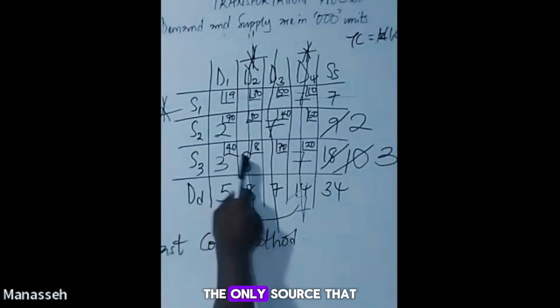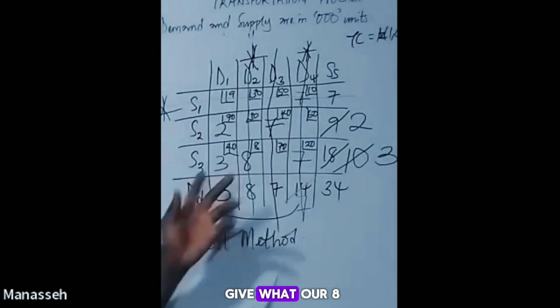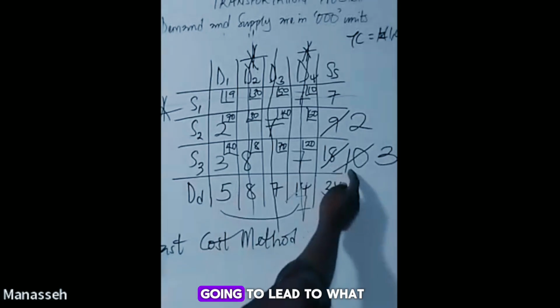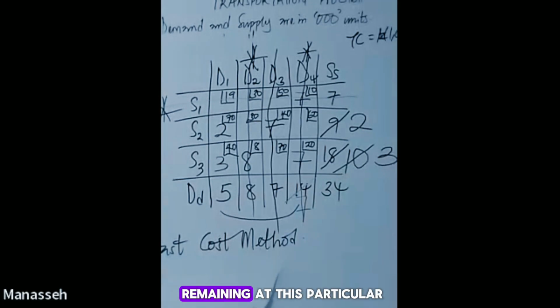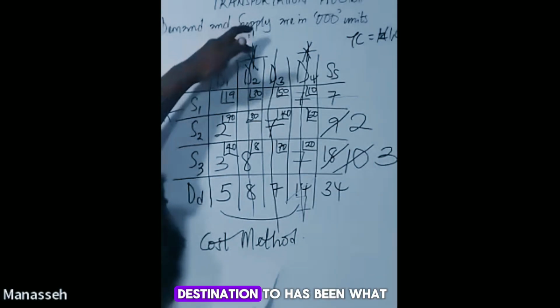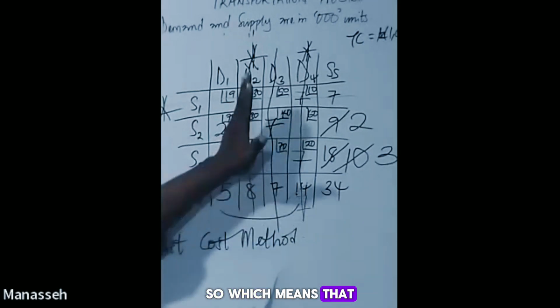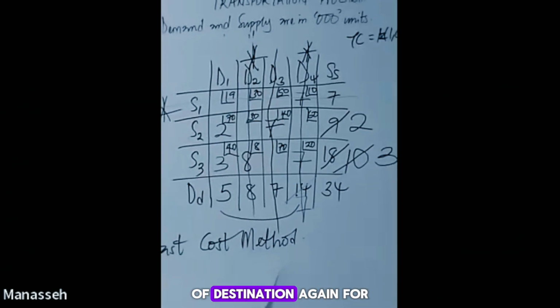The only source that can meet it is S3. And S3 can give 18,000. So freely we can give our 8,000 units of product. And that is going to leave us with 10,000 units of product remaining at this particular source. However, the demand for destination 2 has been met completely, which means that we can't consider that particular destination again for any other allocation.